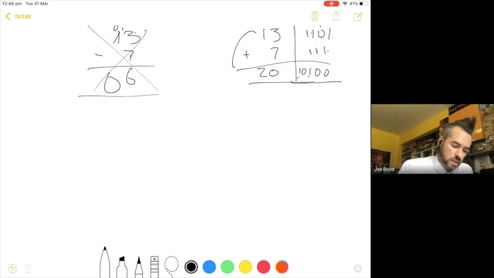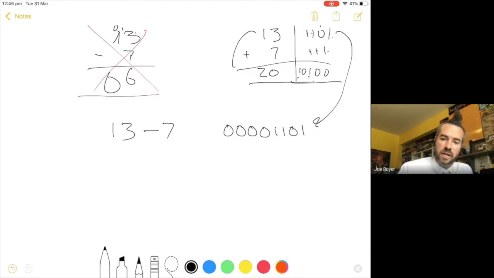So 13, we're going to do 13 take 7. So 13 is 00001101. I know that because I just copied the last four digits from there and added four zeros at the beginning. I'm going to do take 7, so I'm going to take this 7 and turn this number into 8-bit 2's complement as well, but it's going to be negative 7.